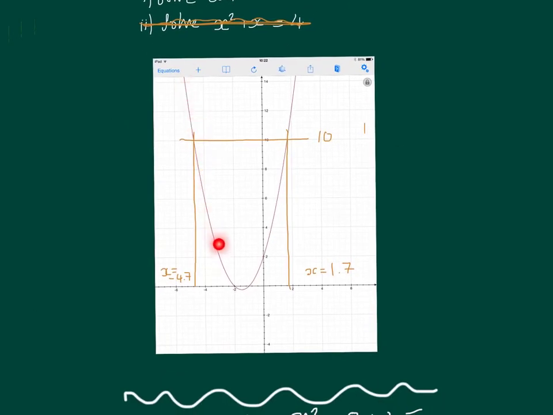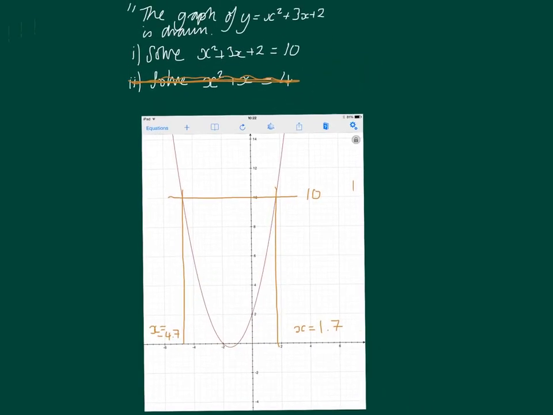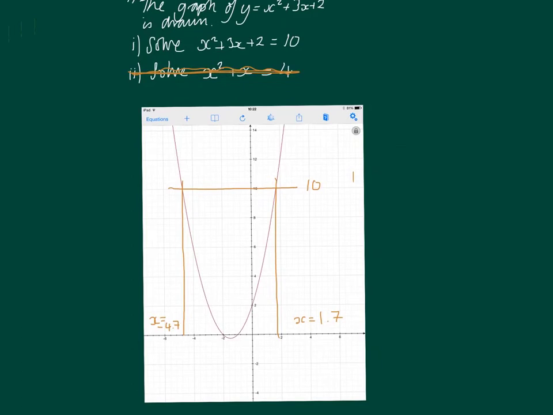That was the graph y equals, I can't remember what the graph was now, let me just scroll down, y equals x squared plus 3x plus 2. I've drawn that for you on the computer. And now I've drawn that y equals 10. So that's the line y equals 10. Where does it cross? Draw a nice straight line with a ruler. Don't have a ruler function on this, unfortunately, but I reckon that's minus x equals 1.7.